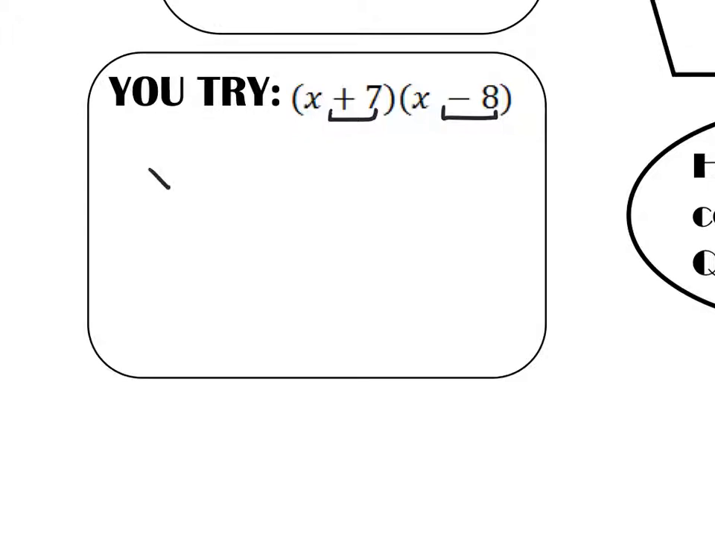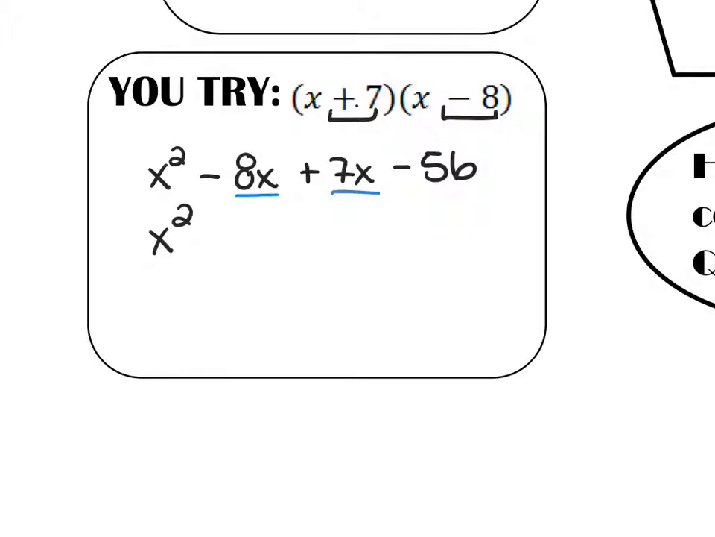x times x is x squared. X times negative 8 for our outside. The negative stays with that 8, so it's negative 8x. Plus 7 times x, so plus 7x. And plus 7 times negative 8. A negative and a positive makes a negative, so it becomes negative 56. Okay, and then we will combine those like terms as well.